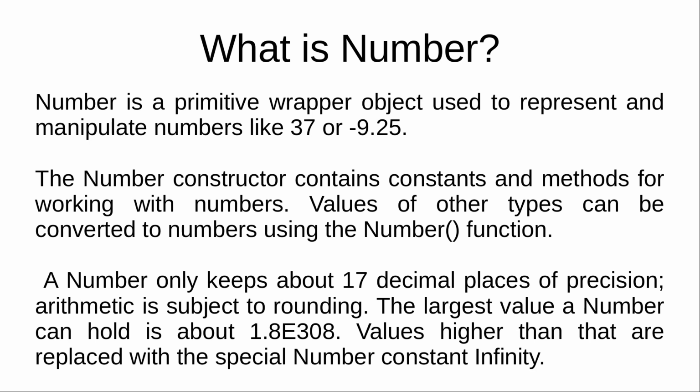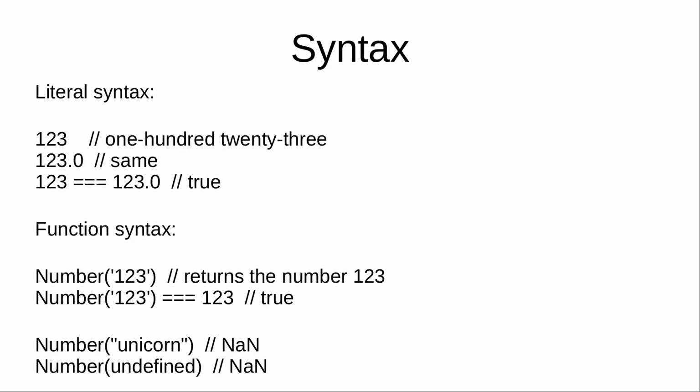Values of other types can be converted to numbers using the number function. A number only keeps about 17 decimal places of precision. Arithmetic is subject to rounding. The largest value a number can hold is about 1.8 E308. Values higher than that are replaced with the special number constant infinity.